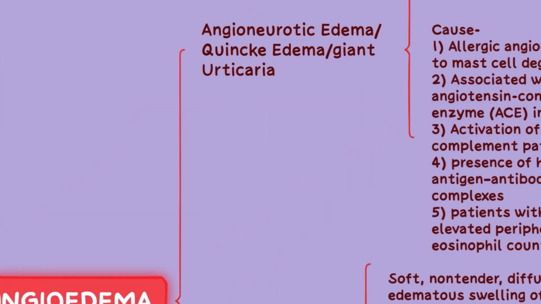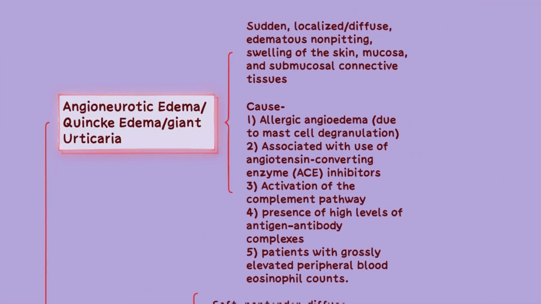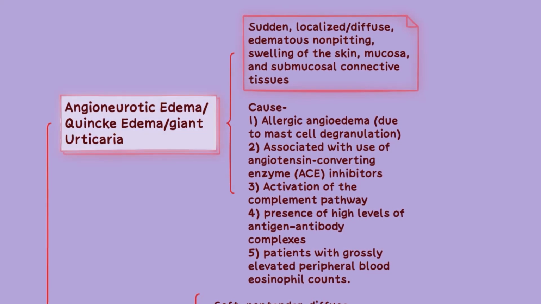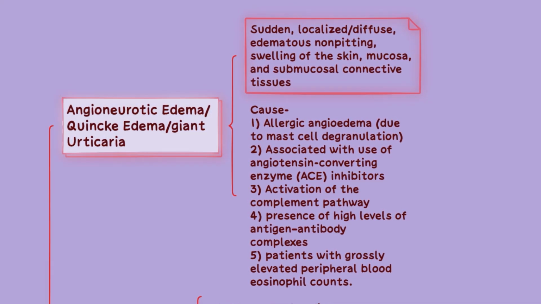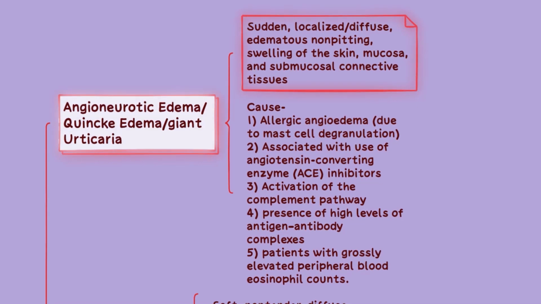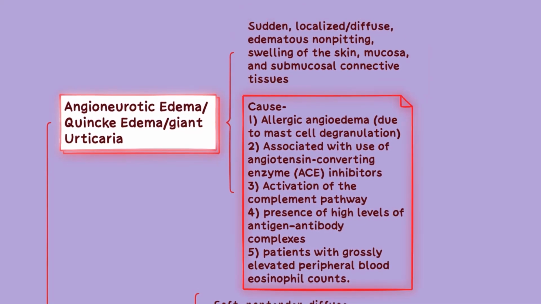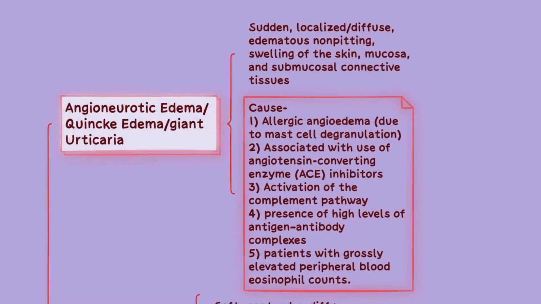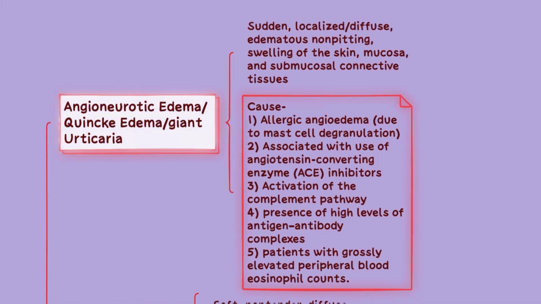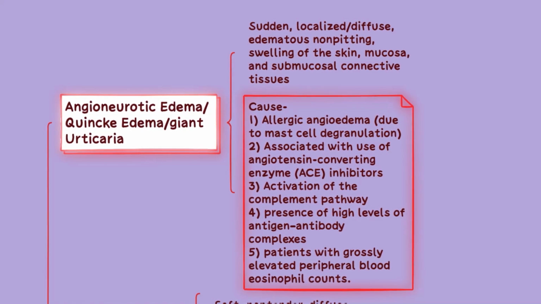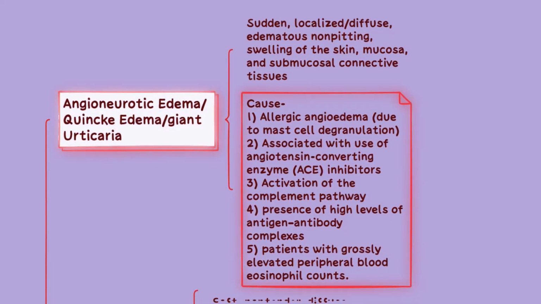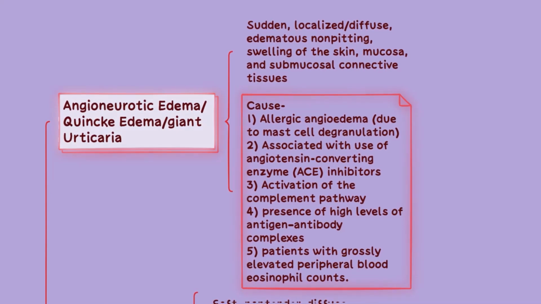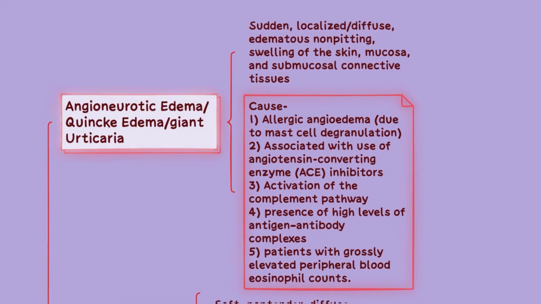Angioedema, also known as angioneurotic edema, Quincke's edema, or giant urticaria, is another clinically important condition you need to know about. It is a sudden, localized or diffuse, non-pitting edematous swelling that affects the skin, mucosa, and submucosal connective tissues. It can be due to mast cell degranulation, triggered by an allergic reaction. Some individuals may develop angioedema as a side effect of angiotensin-converting enzyme, ACE, inhibitors. Activation of the complement pathway, which is part of the immune system, can lead to angioedema. It can also occur in patients with elevated peripheral eosinophil count.